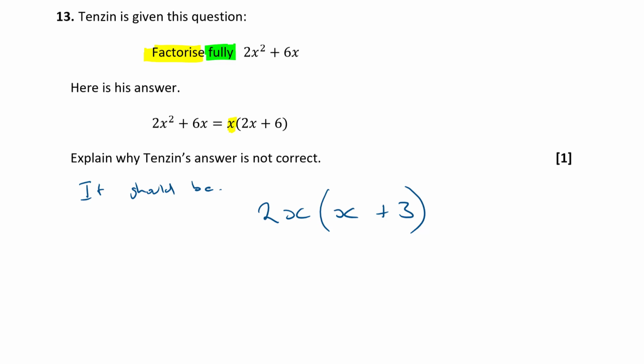But you might get away with just saying he hasn't factorized it fully. It's only a 1 mark question. It's hard to know exactly what's the minimum requirement for getting that mark. So you might be able to get away with saying, oh, it's just not factorized fully, but writing down what the correct answer is definitely going to get you the mark.